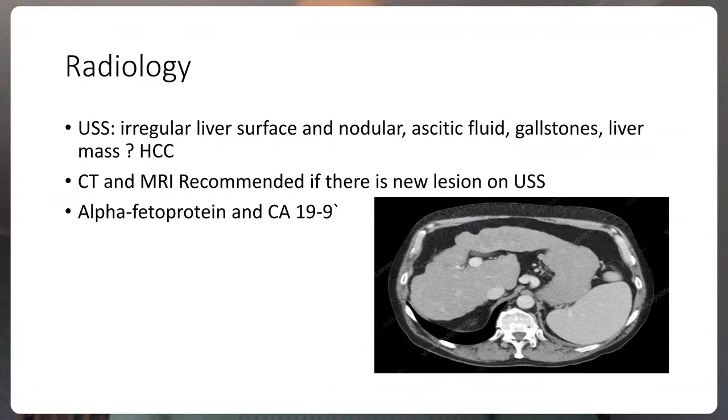You see here a CT scan that has a section of a liver with irregular margins, a very big caudate lobe, and you could see the left lobe is very hypertrophied, and also there is splenomegaly.